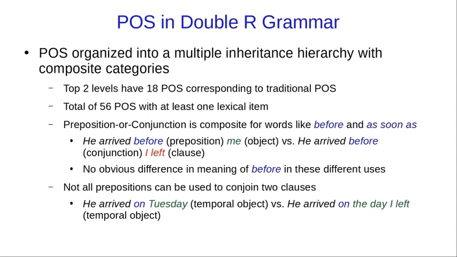As another example of a composite part of speech, we have the preposition or conjunction part of speech for words like before and multi-word units like as soon as. In he arrived before me, the word before is functioning like a preposition that takes an object argument. And in he arrived before I left, the word before is functioning like a conjunction that takes a clausal complement. Since there's no obvious difference in the meaning of before in these two different uses, we have created a composite preposition or conjunction part of speech. It's important to note that not all prepositions can be used to conjoin two clauses.